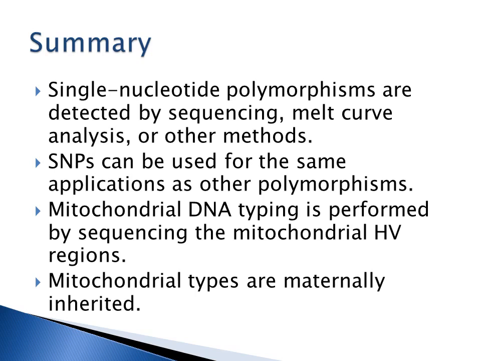SNPs are detected by sequencing, melt curve analysis, or other methods. SNPs can be used for the same applications as other polymorphisms. Mitochondrial DNA typing is performed by sequencing the mitochondrial hypervariable regions, and mitochondrial DNA is maternally inherited.